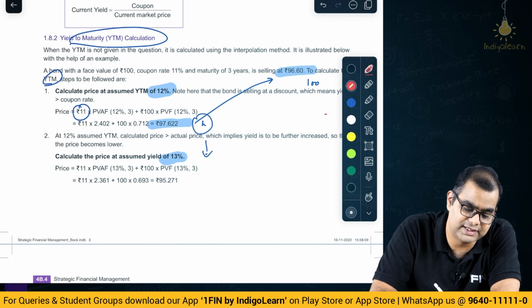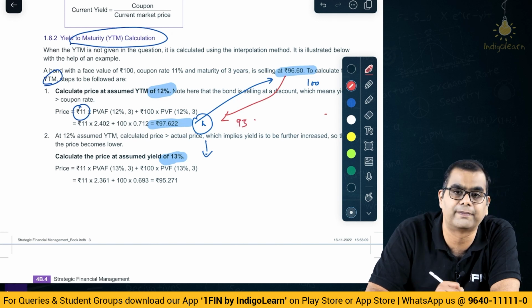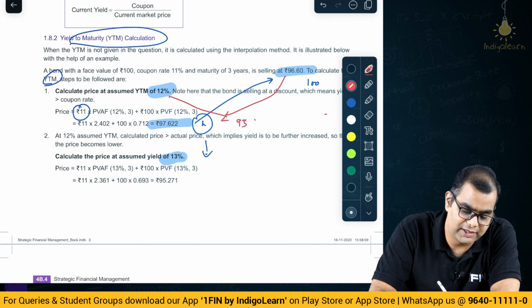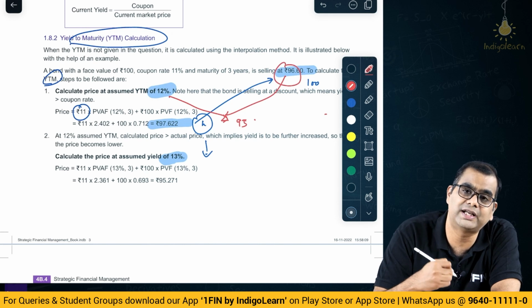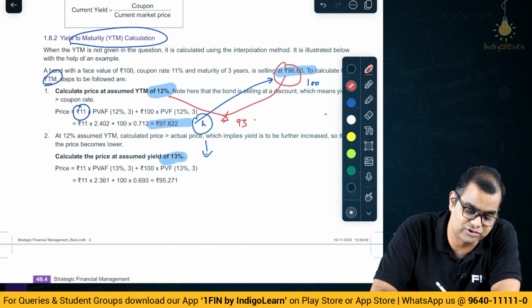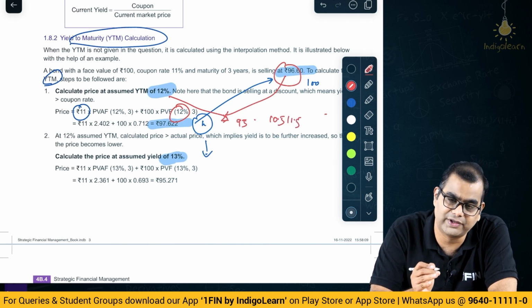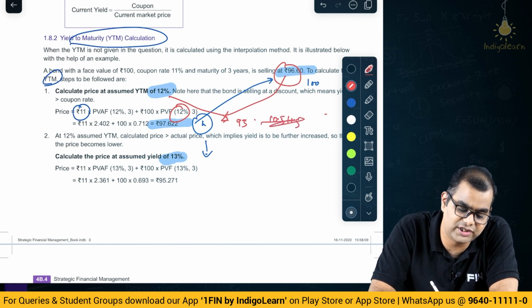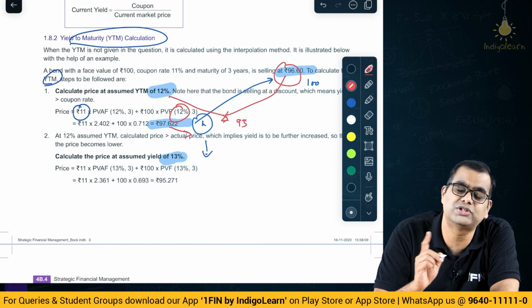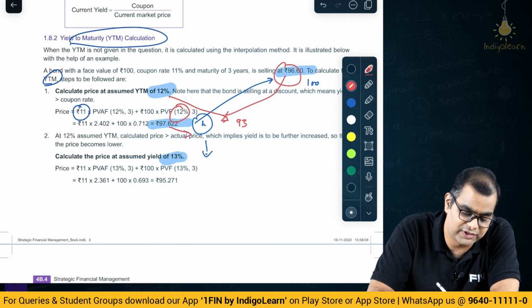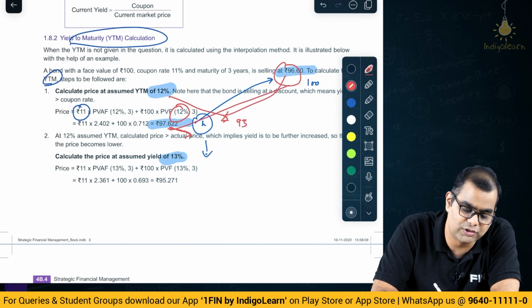In some cases, let us say the target is 96 and when you do it at 12%, it comes to 95. Then at 12% it is 95. So, if you have to arrive at a price of 96, the price has to increase, so the yield has to reduce. Instead of 12, you have to do probably 10.5 or 11.5. I don't know what rate it is. You have to do some rate. So, you have to figure out the direction in which the price has to go and then choose an interest rate or yield which will move the price towards the target.